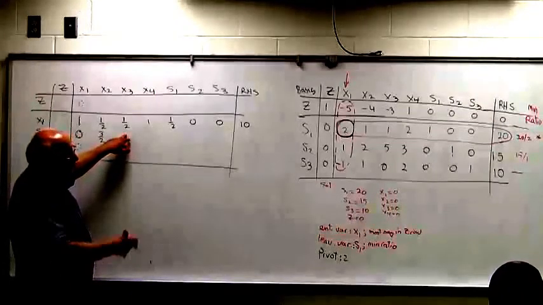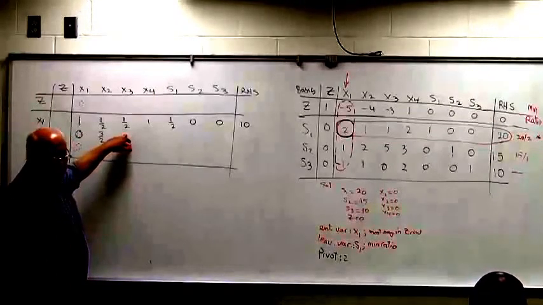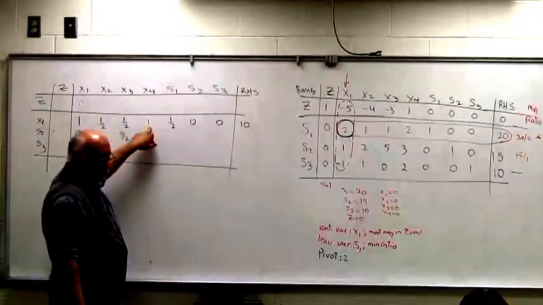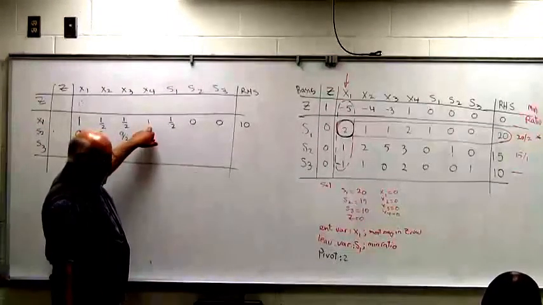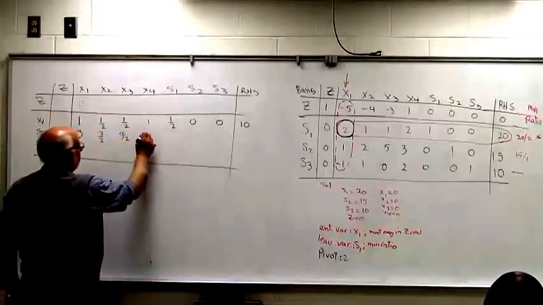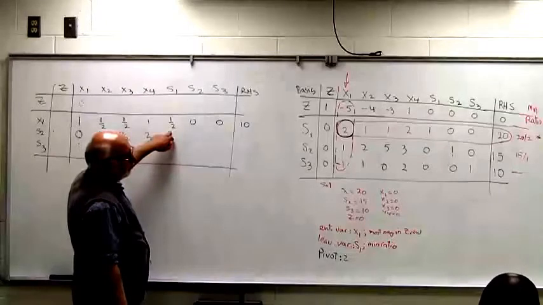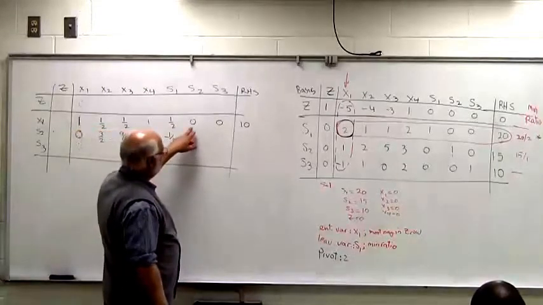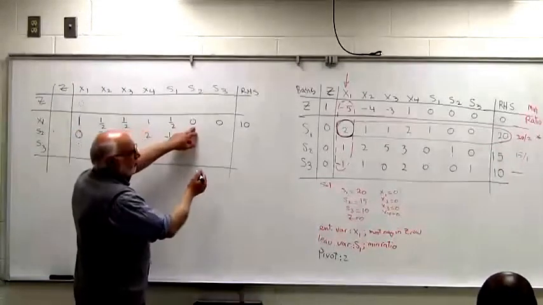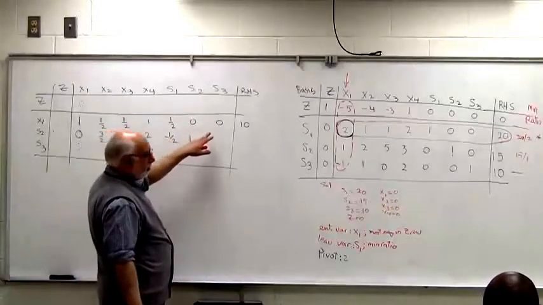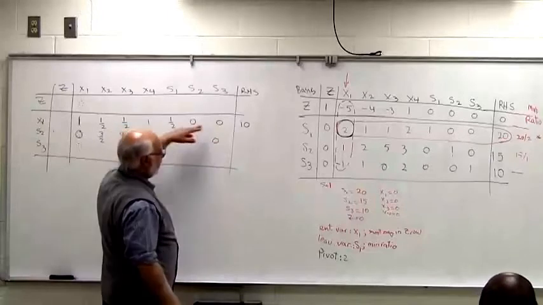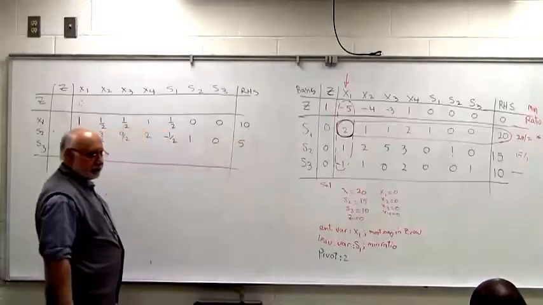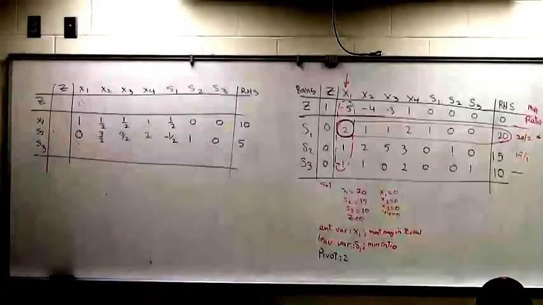Negative 1/2 plus 5 will be 4 1/2, 9/2. Negative 1 plus 3 would make it 2. Negative 1/2 plus 0 is negative 1/2. Multiplied by 0, no change, whatever it was remains there. And that remains there. By negative 1 is negative 10 plus 15 is 5. So this has been done.